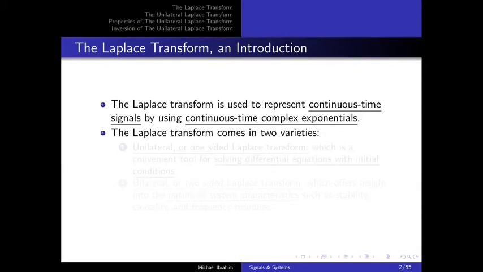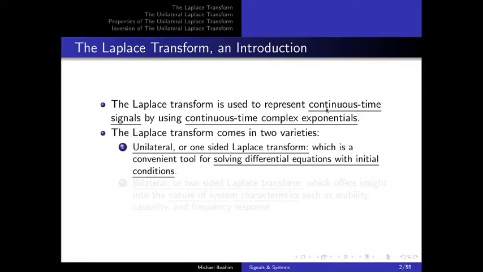There are two types of Laplace transform: unilateral Laplace transform or one-sided Laplace transform, which is suitable for solving differential equations with initial conditions. Mainly, when computing the unilateral Laplace transform, the integration is performed over time, starting at 0 up to infinity. So only we're taking the right half of the time axis from 0 up to infinity. That's why it's called unilateral or one-sided.